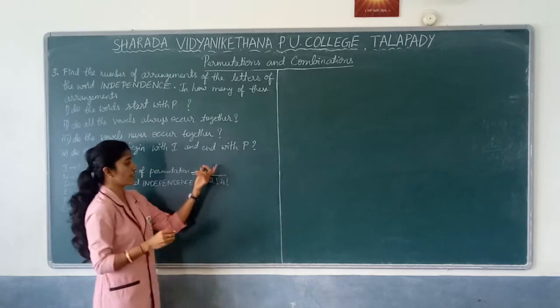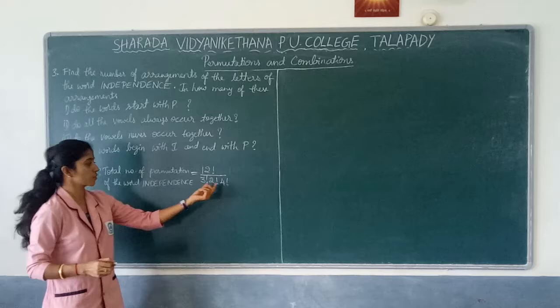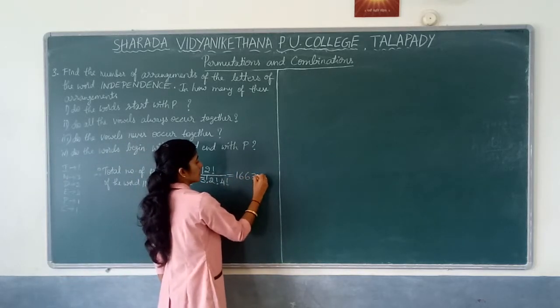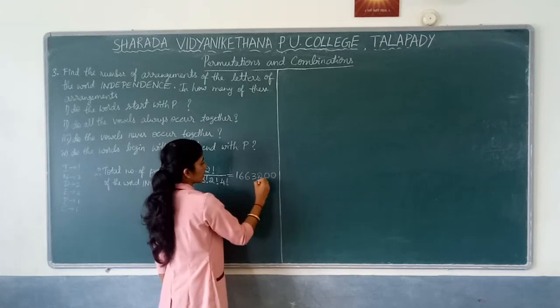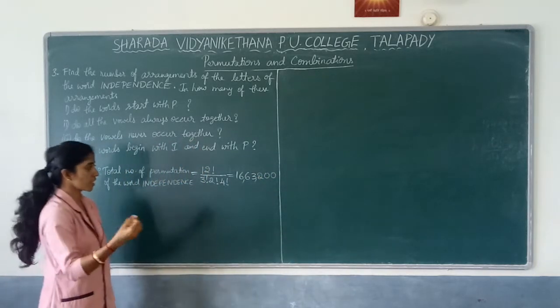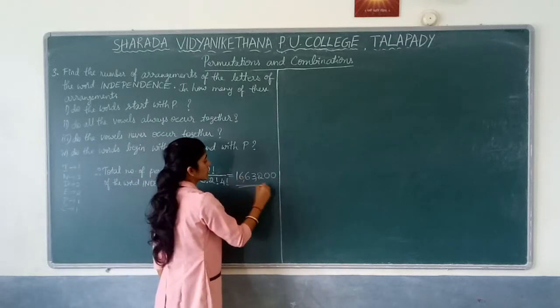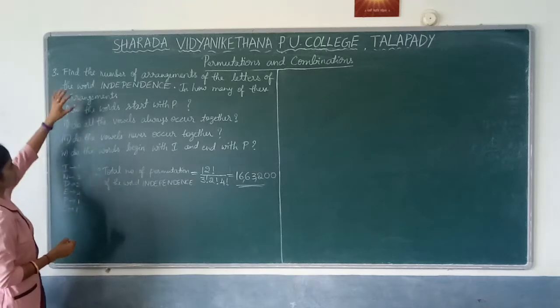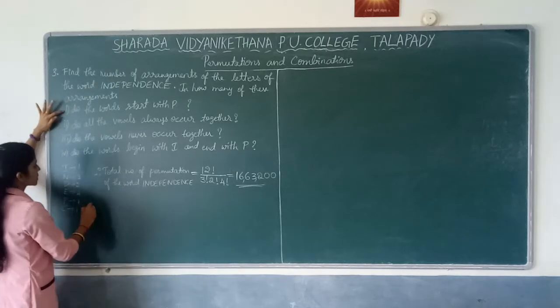So simplify this: 12 factorial divided by 3 factorial, 2 factorial, 4 factorial. You will get the answer as 1663200, that is 16,63,200. Check the answer once. So this is the total number of permutations. The total is done. Now let us go to the first sub question.